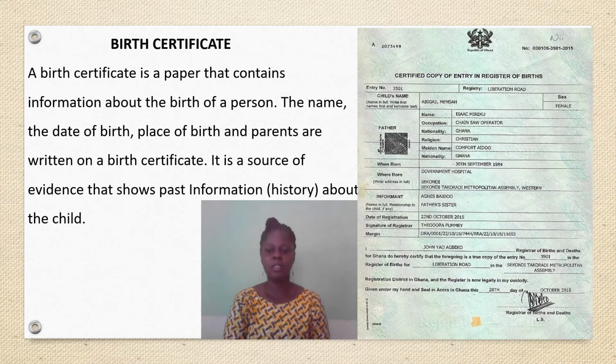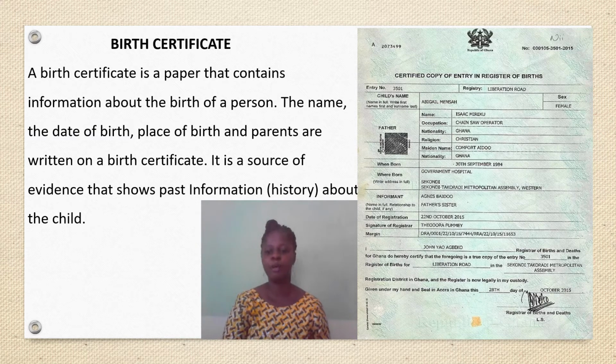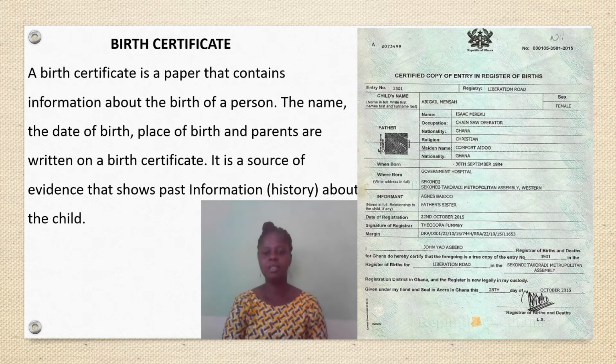Now let's take a look at a birth certificate. If you are born in Ghana, you are supposed to have a birth certificate, and it should look like what is in the image right there. The image you see is an example of somebody's birth certificate.